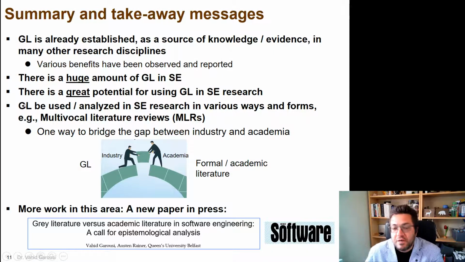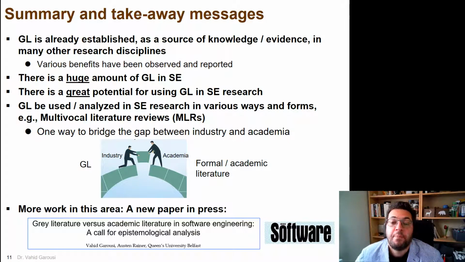So as a summary and takeaway message of what I presented in these 11 slides, it's important to recognize that GL has been established as a source of knowledge in many other disciplines, and various benefits have been observed and reported in health sciences, social sciences, psychology, you name it, education sciences. So I think it's time for the software engineering research community to benefit from and use GL on a much wider scale.